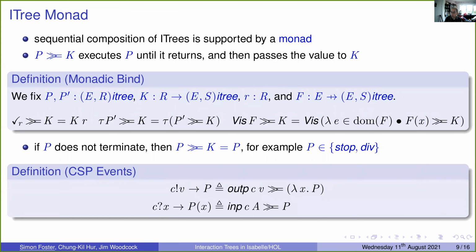Now, using this operator, we can define the actual core output and input events by using a bind. So for instance, this one, when we first of all output a value over C, and then we behave as P. So how do we do this? Well, we first of all do the output, and then we bind that to the function which behaves as P. And similarly for the input. So we input the value, and then we pass it on to P, the continuation.